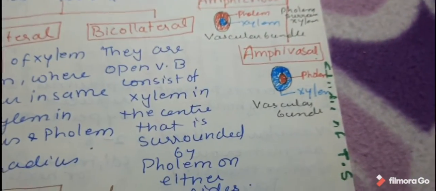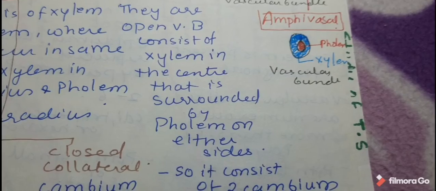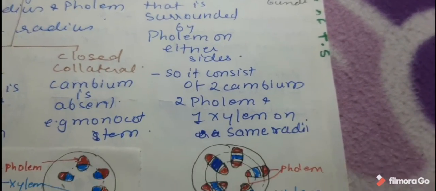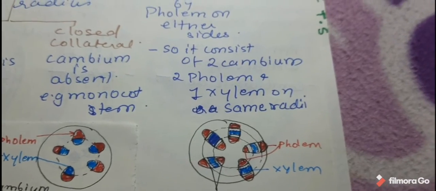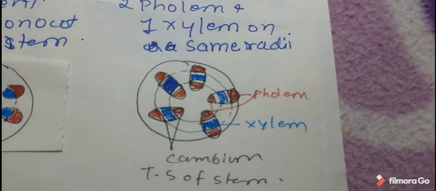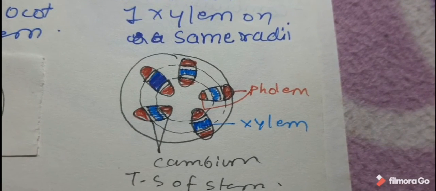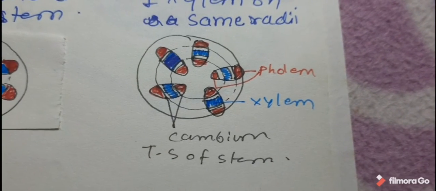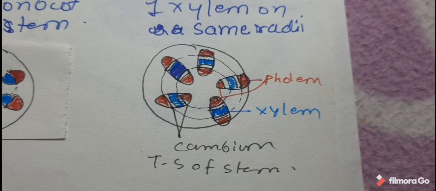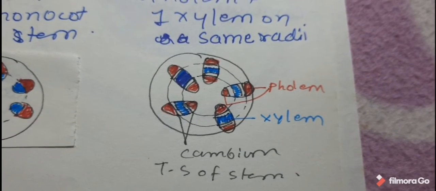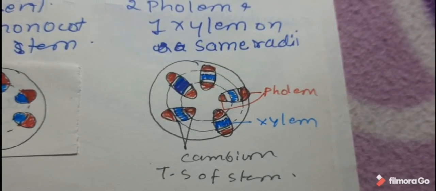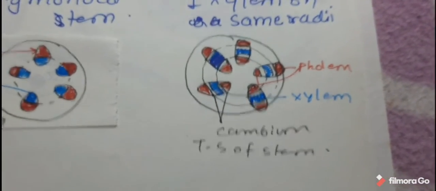Okay. Bicollateral are open vascular bundles consisting of xylem in the center, which is surrounded by phloem on either side. So it consists of two cambium, two phloem, one xylem on the same radii. You can see like this. So xylem in the center, phloem on either side, and then phloem is separated from xylem by cambium.